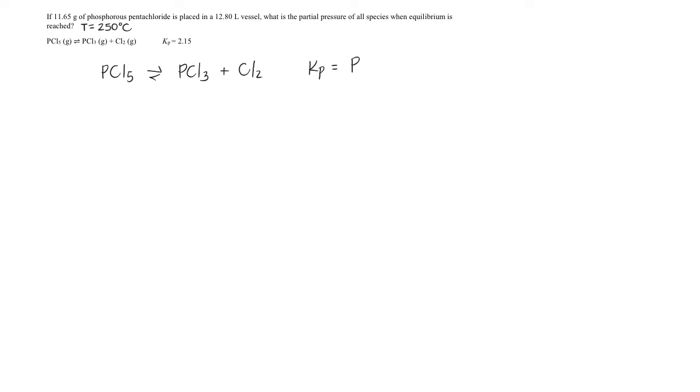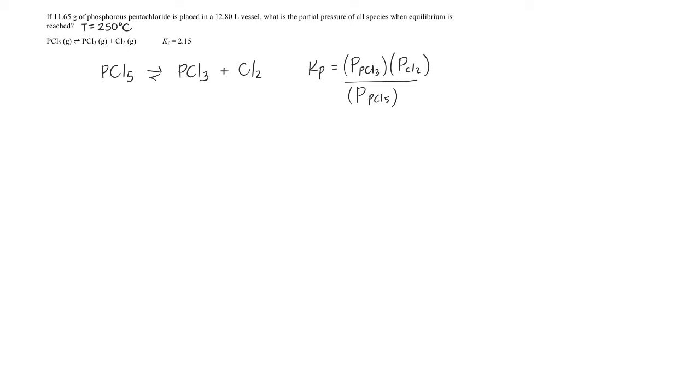So Kp is the partial pressure of PCl3 times the partial pressure of Cl2 over the partial pressure of PCl5. Since we want to calculate the equilibrium pressure, we're going to need pressures in our ICE chart.